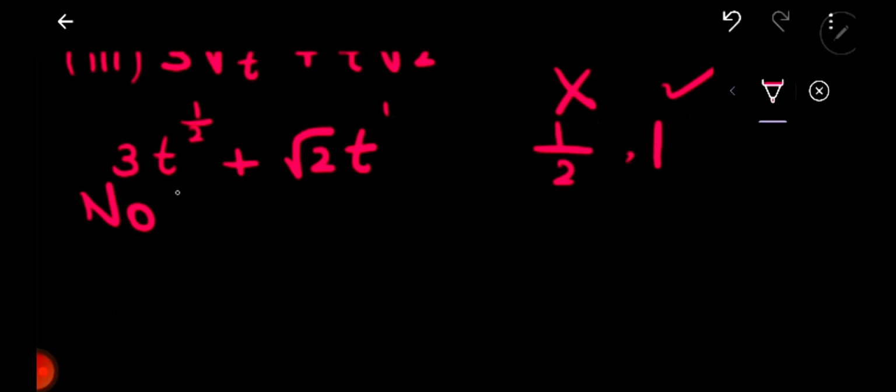What's the reason? The reason is the power of t is not a whole number. That's why it is not a polynomial. And the fourth one, y plus 2 by y.